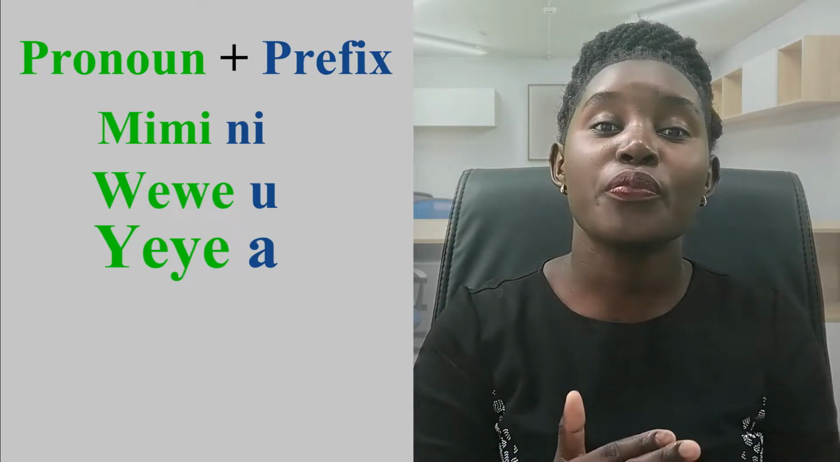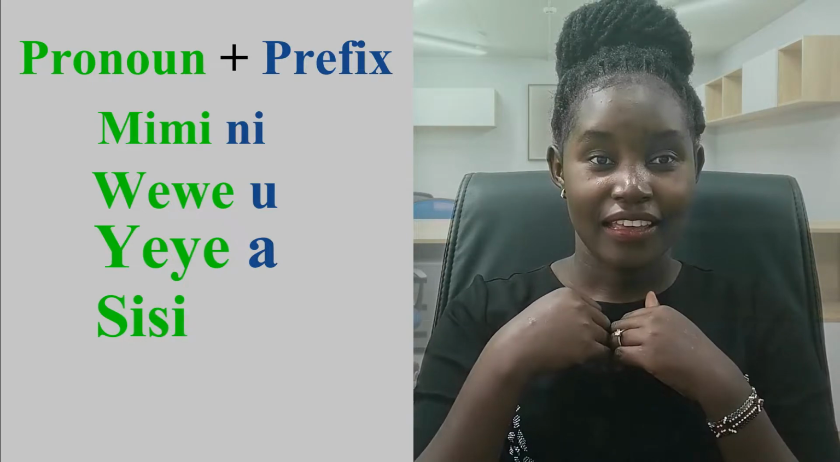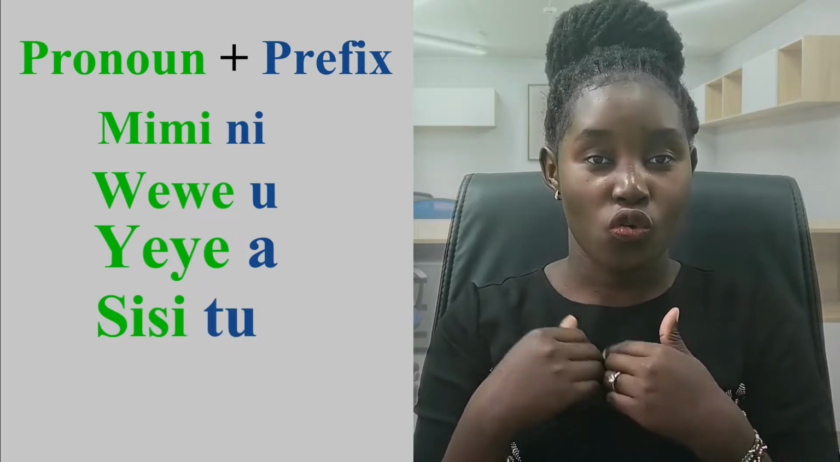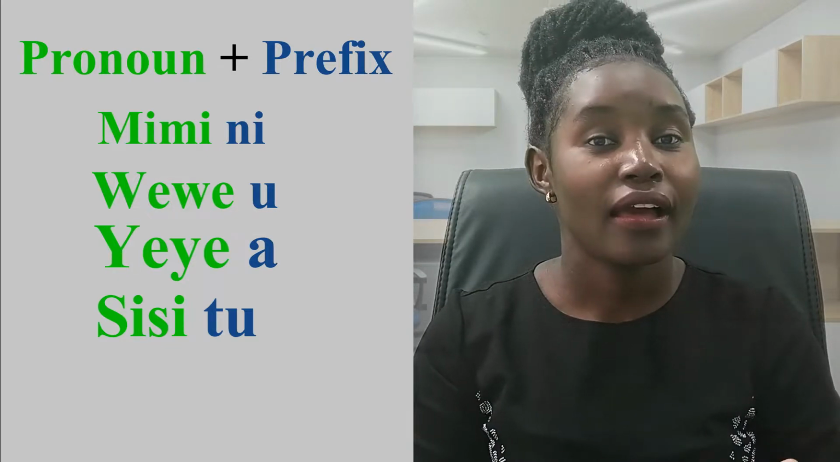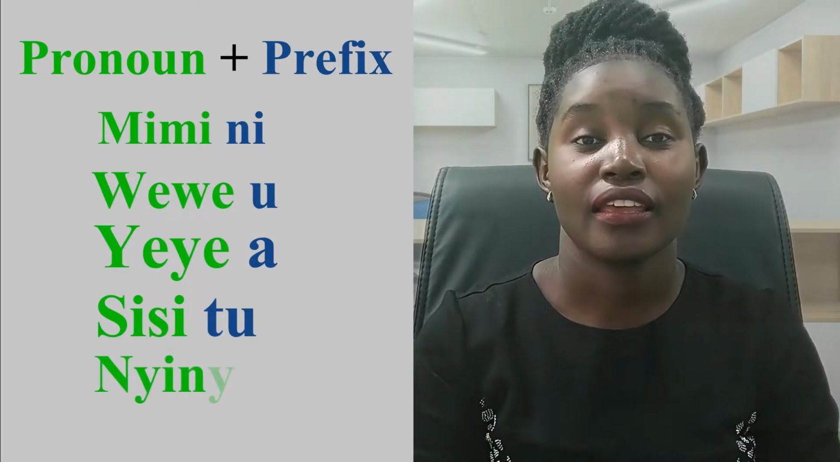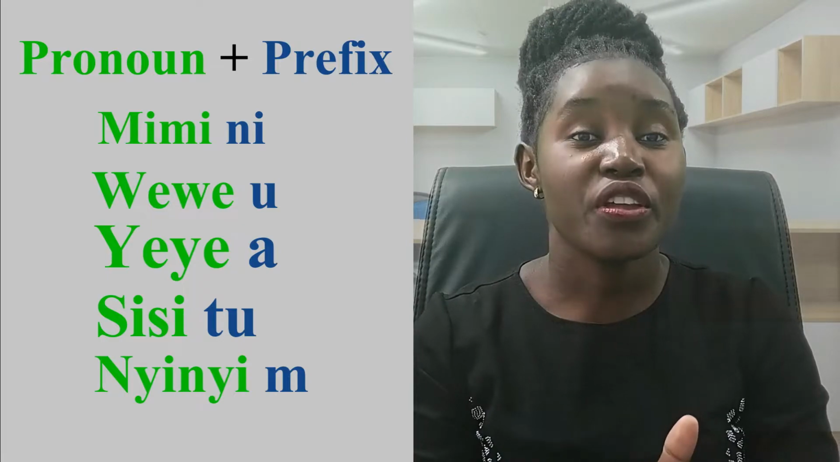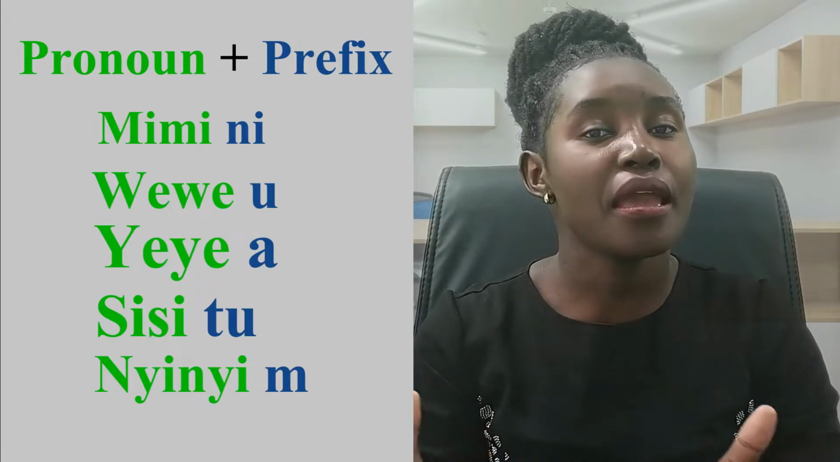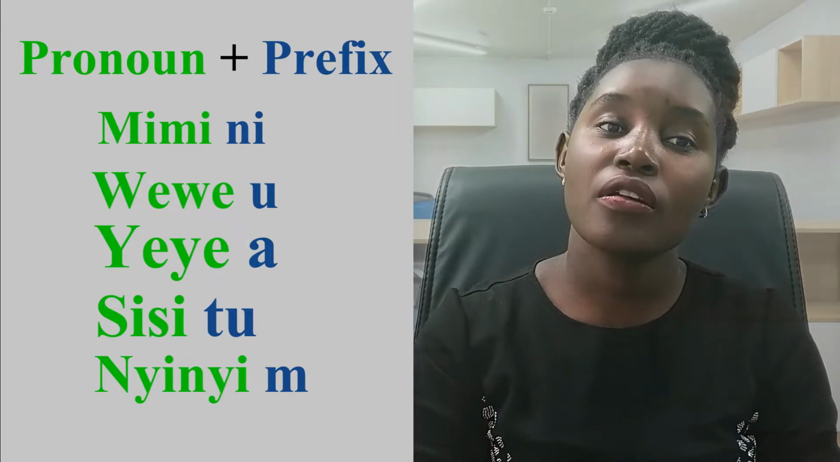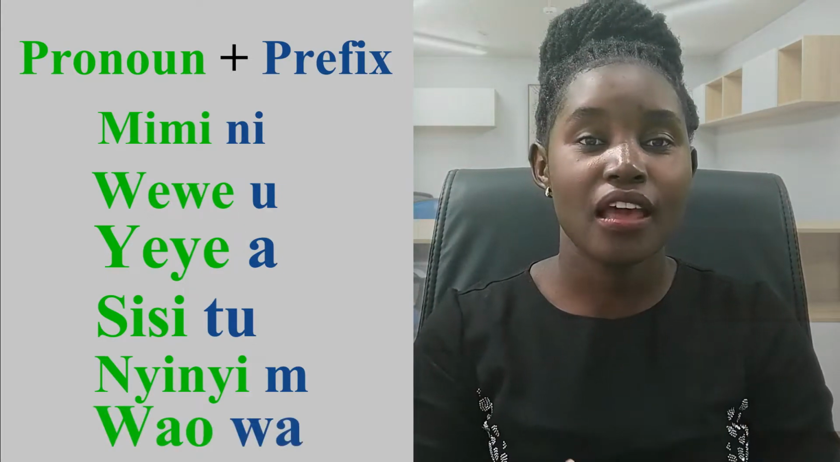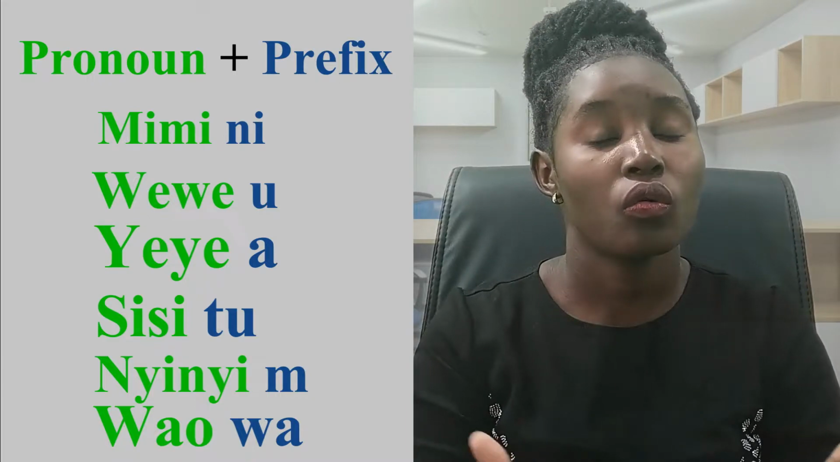Then we come to personal pronoun sisi. We say sisi, tu. Goes with the prefix tu. Then we get to personal pronoun nyinyi. It goes hand in hand with the prefix, then you add. And then the personal pronoun wao goes with the prefix wa. Wao, wa. All right? So we have covered the part of the personal pronoun.